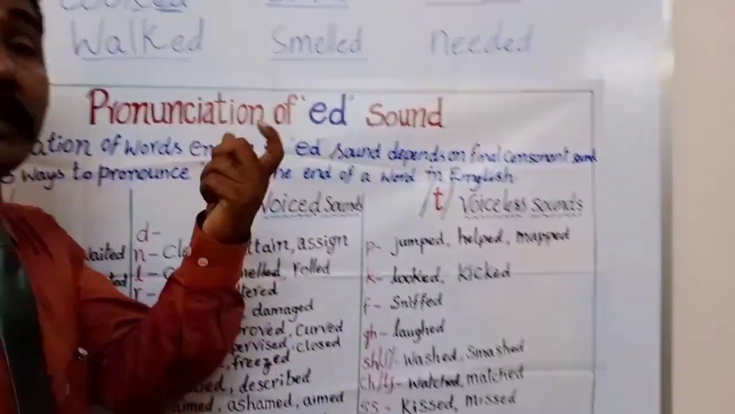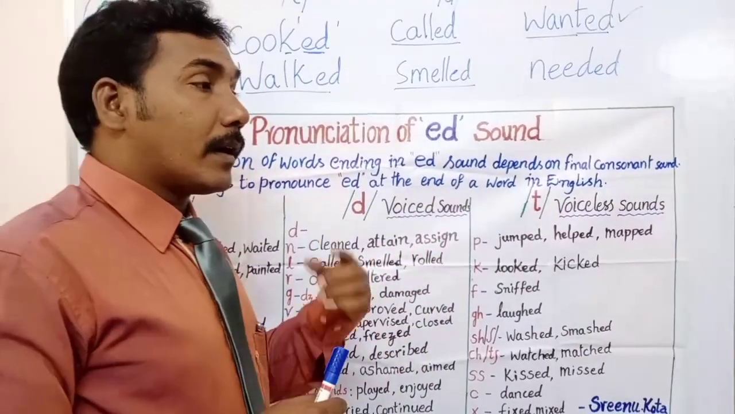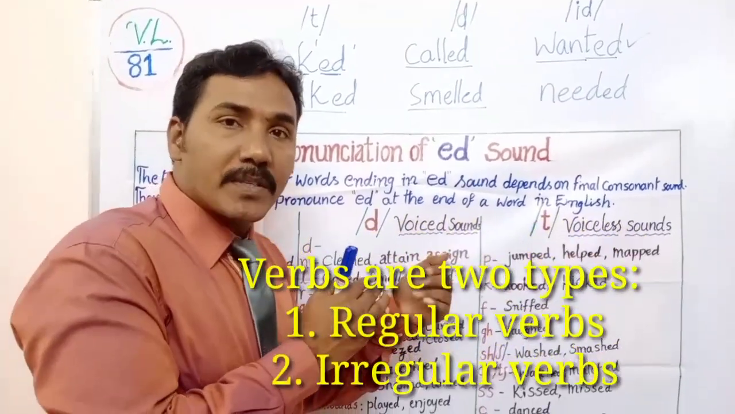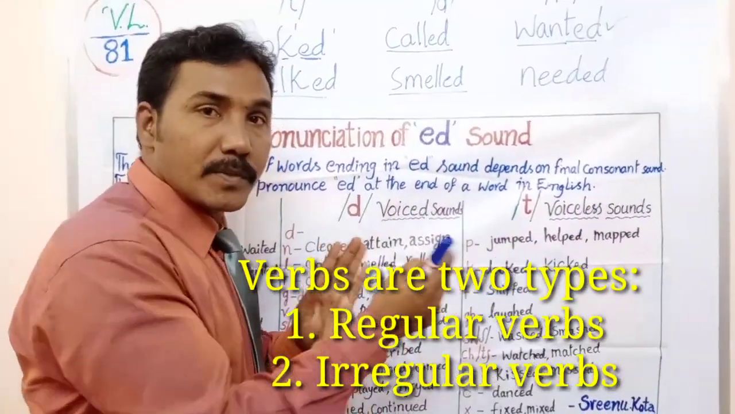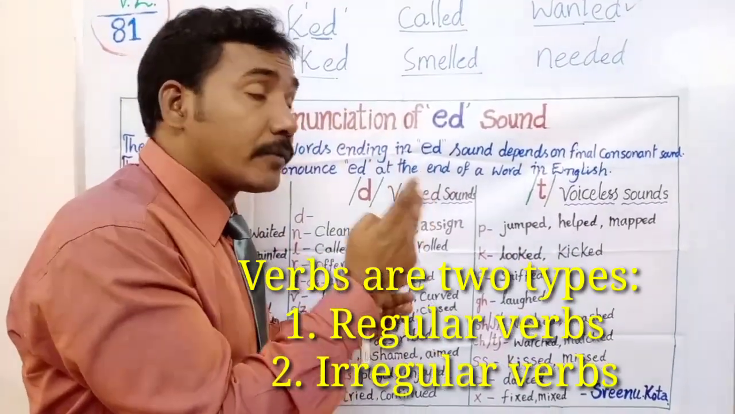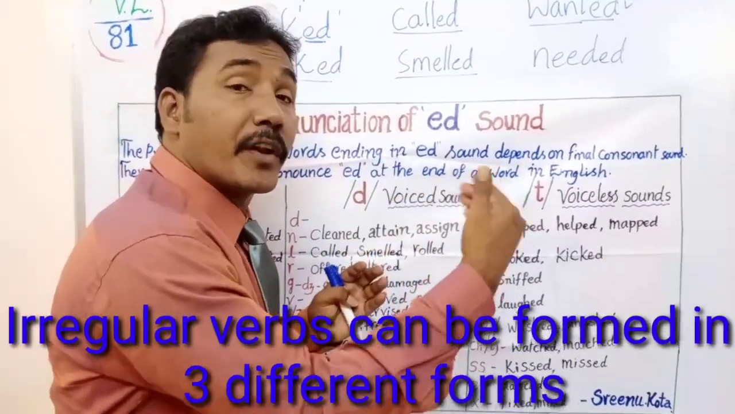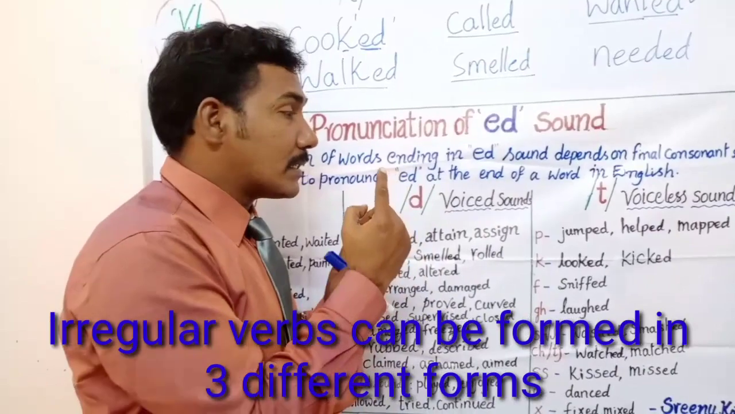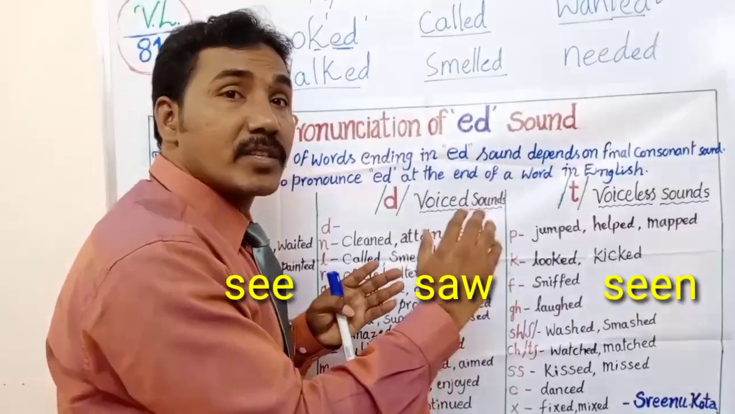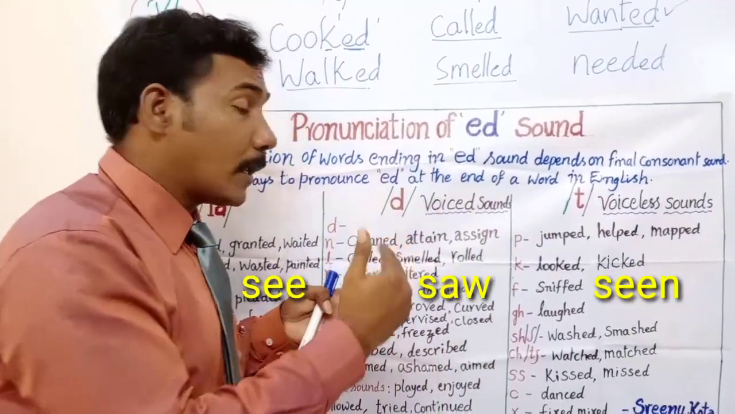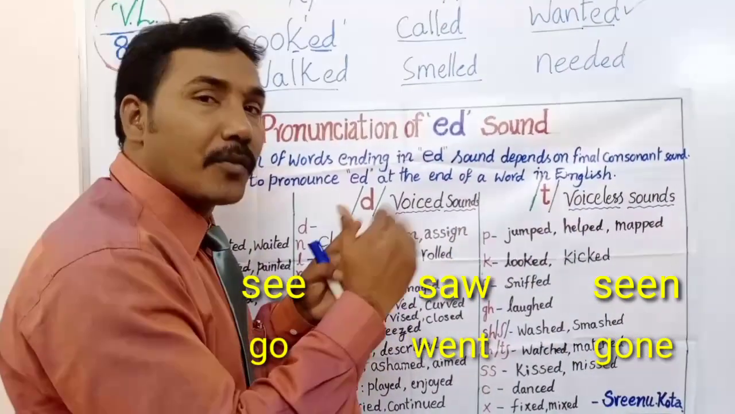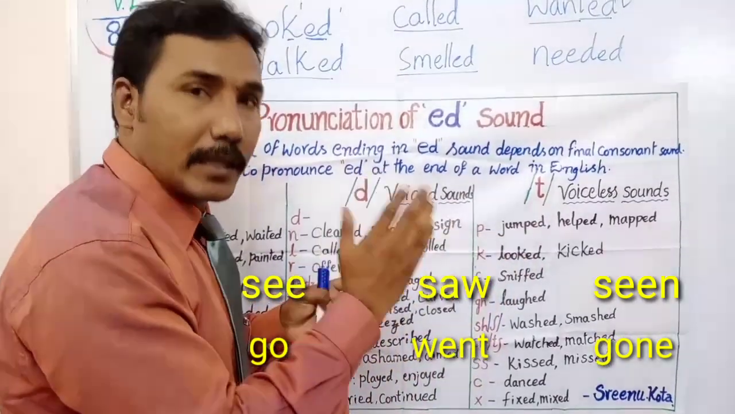Actually, when do we form ED verb forms? Basically we know that verbs are of two types, regular verbs and irregular verbs. What are irregular verbs? In irregular verbs, the three forms of the verb change into three different forms. For example, see, saw, seen. One more example, go, went, gone. These are three different forms, so these are called irregular verbs.